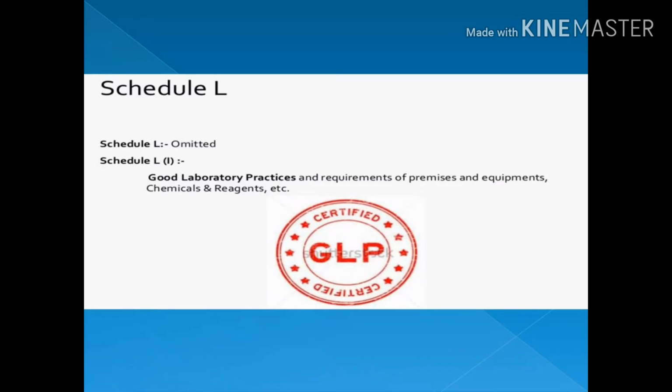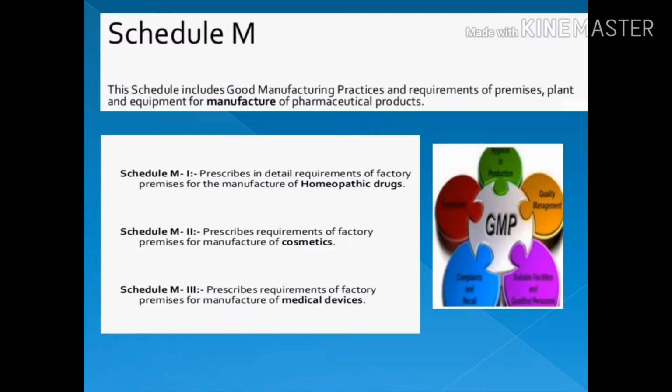Schedule L is omitted, while Schedule L1 deals with good laboratory practices and requirements of premises and equipment, chemicals and reagents, etc. Schedule M includes good manufacturing practices and requirements of premises, plants and equipment for manufacturing of pharmaceutical products. These are further classified into three categories: Schedule M1, M2, M3. M1 prescribes in detail requirements of factory premises for the manufacturing of homeopathic drugs, while M2 and M3 cover cosmetics and medical devices respectively.